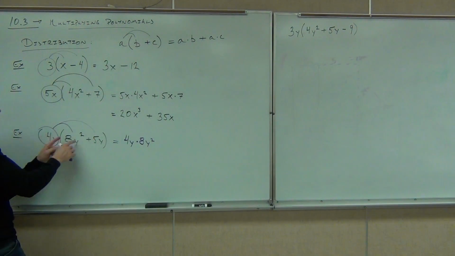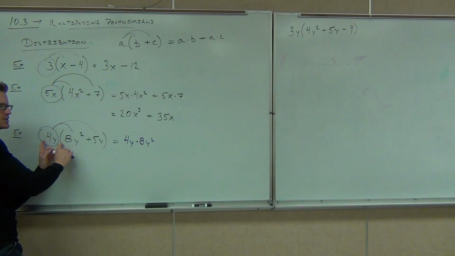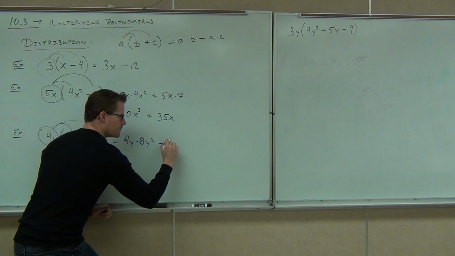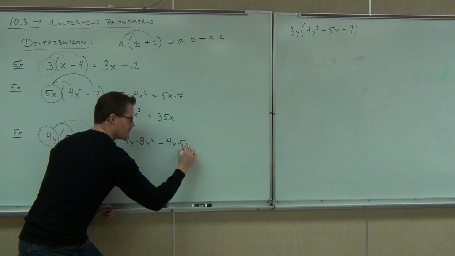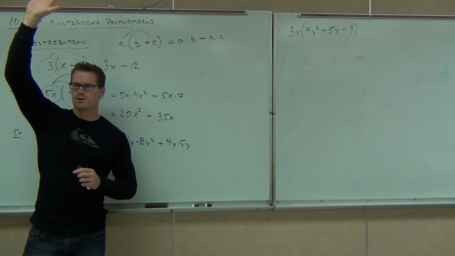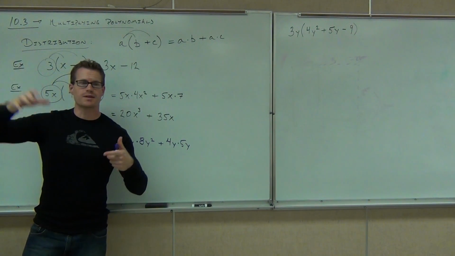So we've got 4y times 8y squared. Then we're going to have a positive times a positive. That gives us plus 4y times 5y. Raise your hand if you made it that far. Good, then you have down the idea of distribution. That's great, that means you know it.